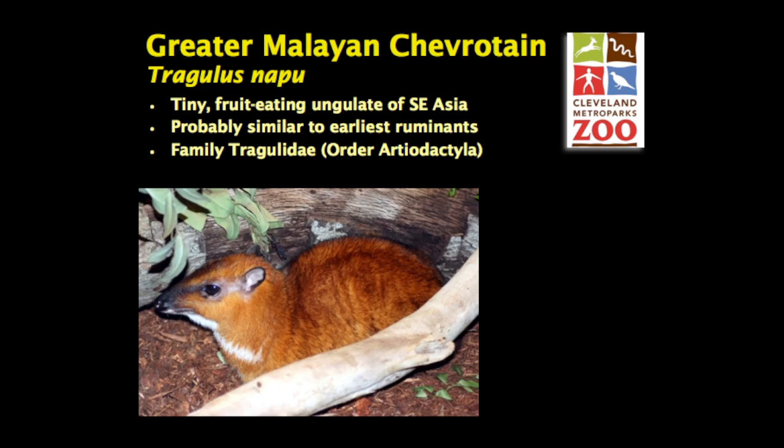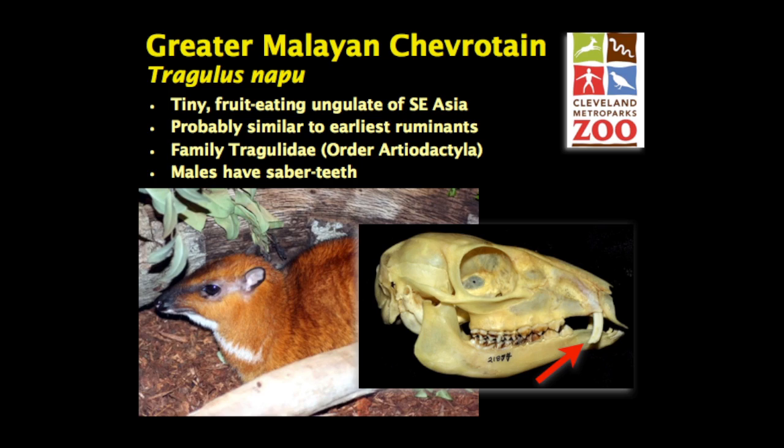It's in its own family, Tragulidae, related to the larger group, the order Artiodactyla, that includes things like deer and antelope and cows. The other thing that's neat about them is that males have saber teeth. And it doesn't get any cooler than that. This is what a skull looks like. And look at those chompers. That's how these animals battle.